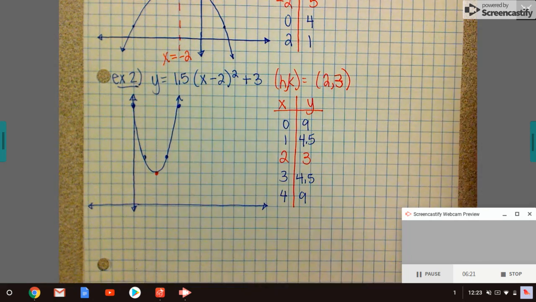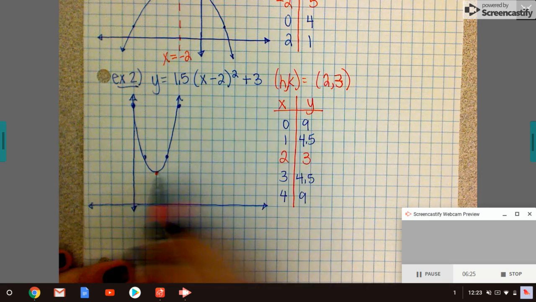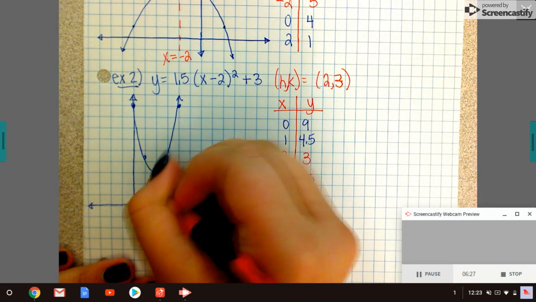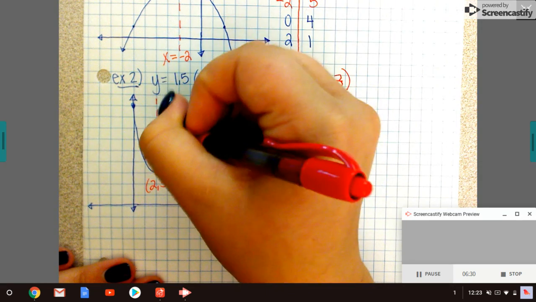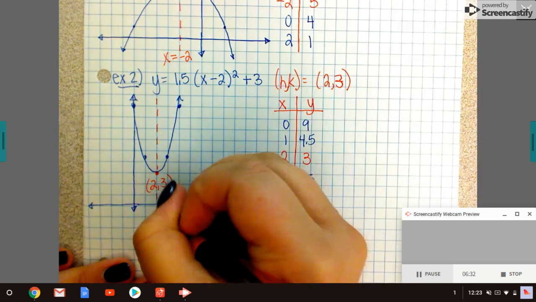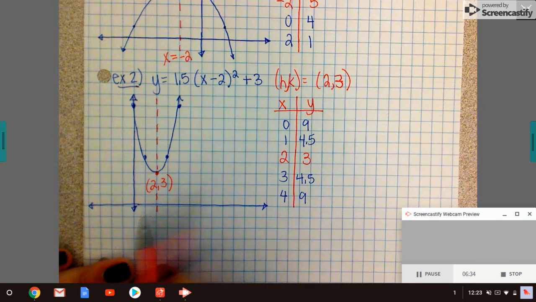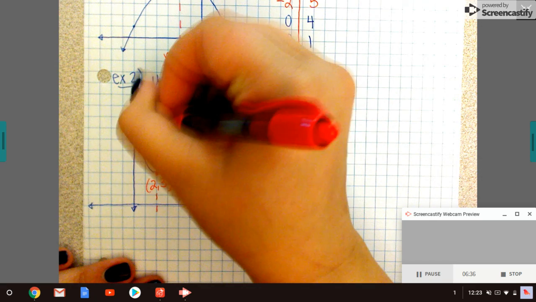And lastly, let's label our vertex and label our axis of symmetry again. So this point would be our 2, 3. That's our vertex. And our axis of symmetry goes through x equals h, and h is 2. So this is the line x equals 2.